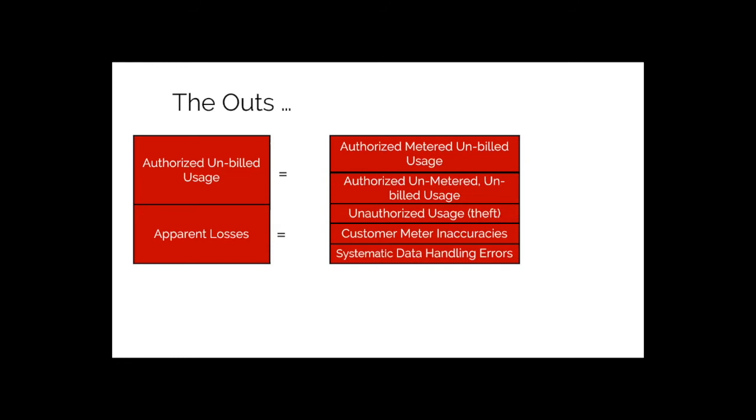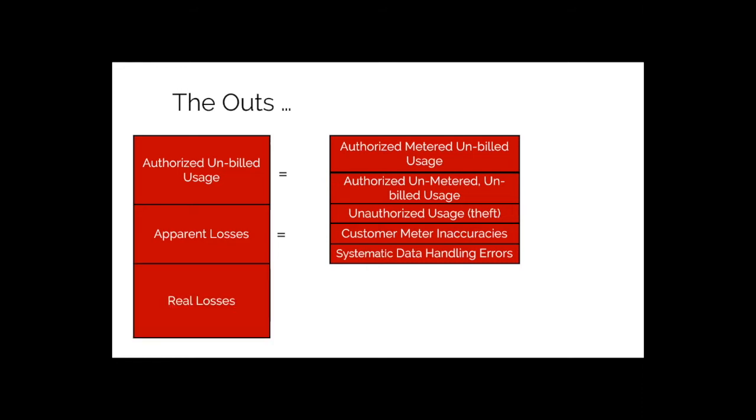And the last category here in apparent losses is systematic data handling errors. Sometimes these are called paper errors. This is where you might have someone entering data and there's a typo, or you might have a meter that turns over and the software doesn't recognize a meter turnover accurately. So you have a negative flow, something of that kind of nature. So systematic data handling errors are also apparent losses.